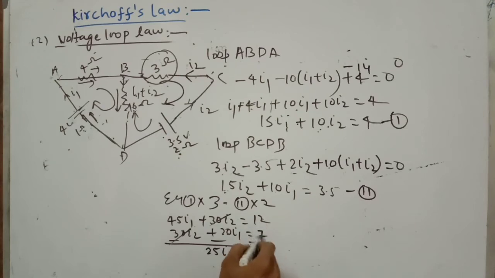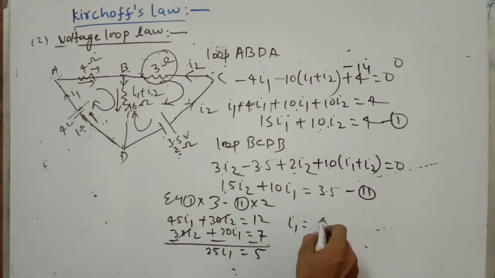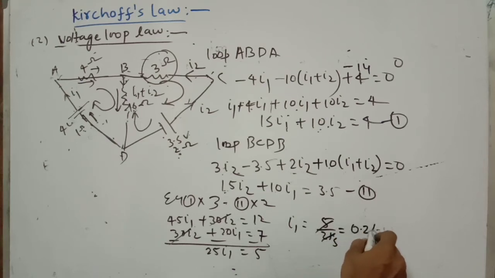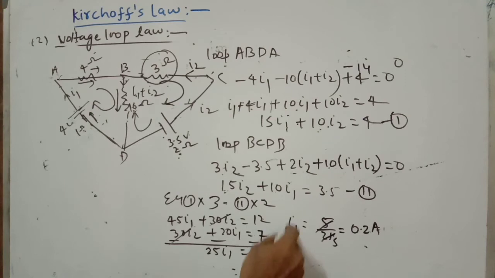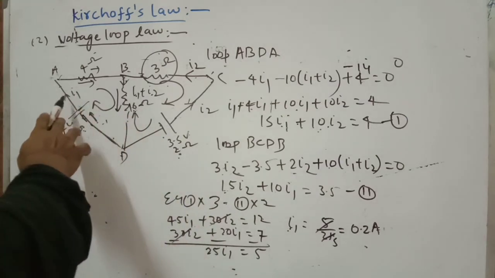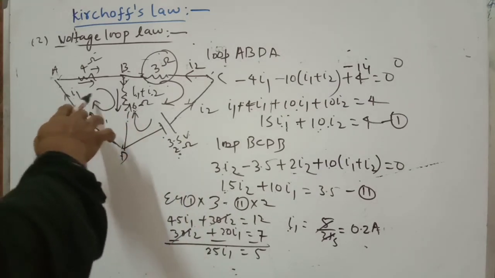25 I1, here is what? 5. So I1 equal to what? You can write 5 by 25, so 1 by 5, so you can write 0.2 ampere. And you will put I1 here, you can get I2. So that means you already calculated the current in every branch.